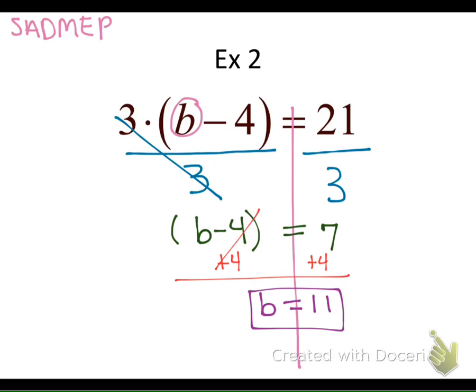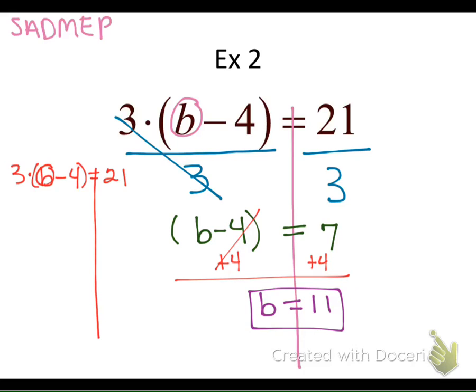So another way to solve this is you have 3 times b minus 4 equals 21. So I'm going to go ahead and circle my variable. And I'm going to draw my line of equality. Raise your hand if you've heard of distributive property before. You don't have to know how to do it, but raise your hand if you've at least heard of the term distributive property. Okay. So distributive property is when you take the number on the outside of the parentheses, if it means to multiply, and you multiply it by each number on the inside of the parentheses.